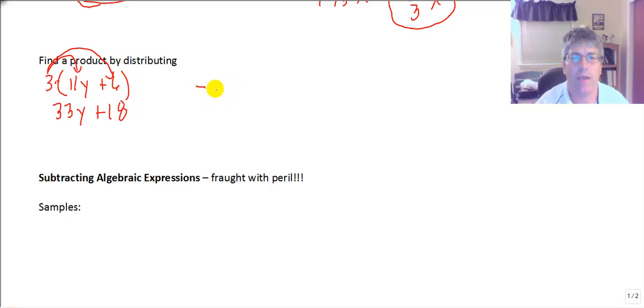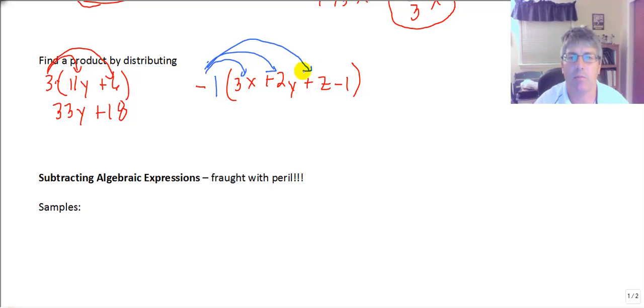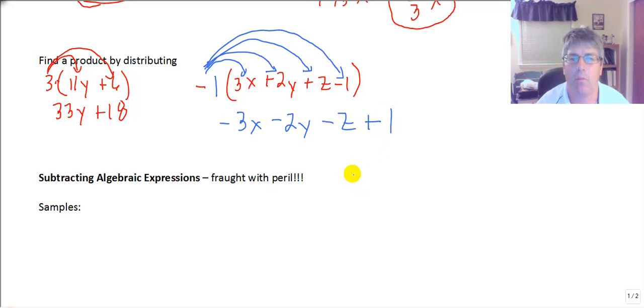Or if we had something like the opposite of 3x plus 2y plus z minus 1, well, this is like a negative 1 in here, and we would impose that on every single term inside the parenthesis. So subtracting a quantity is like multiplying an entire quantity by negative 1. So we get negative 3x minus 2y minus z plus 1. It doesn't look like they have any like terms to combine.